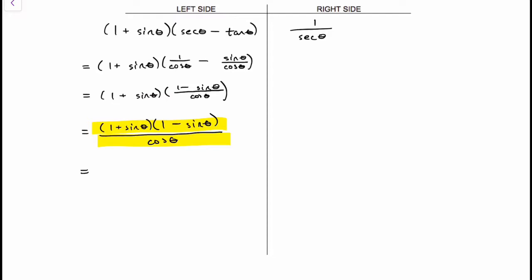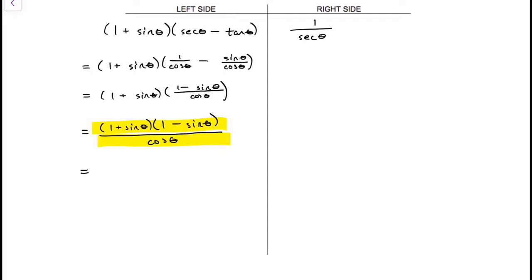Now the 1 plus sine theta and the 1 minus sine theta are conjugates. Whenever you multiply two conjugates, a really nice thing happens: instead of FOILing this out, which you can do, it's just the F and the L. You just have to multiply the first together and the last together.